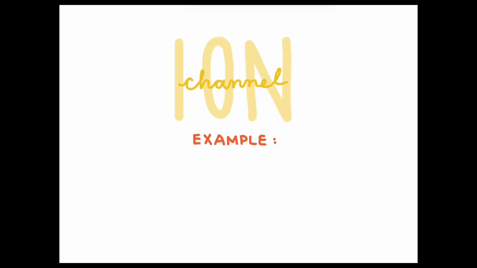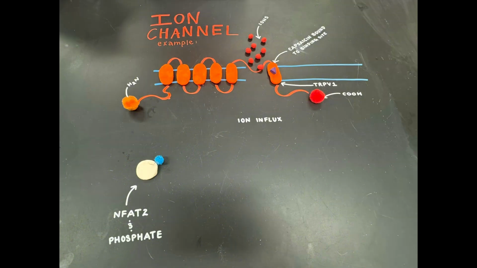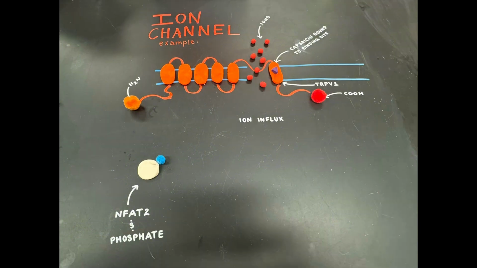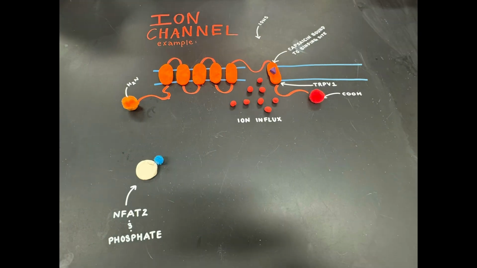A gated ion channel signaling pathway is a process where a signal triggers the opening or closing of ion channels in the cell membrane, allowing specific ions to flow in or out, which alters a cell's activity. In one example, capsaicin activates the TRPV1 protein channel in the cell membrane, which opens up an ion channel to allow calcium ions into the cell.